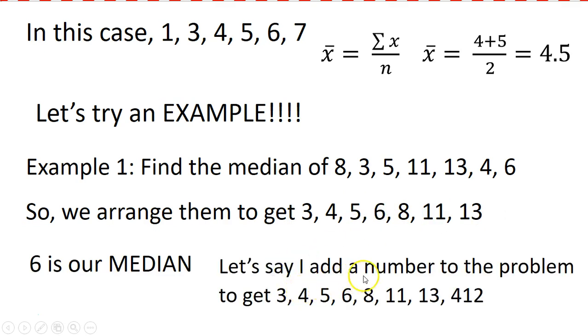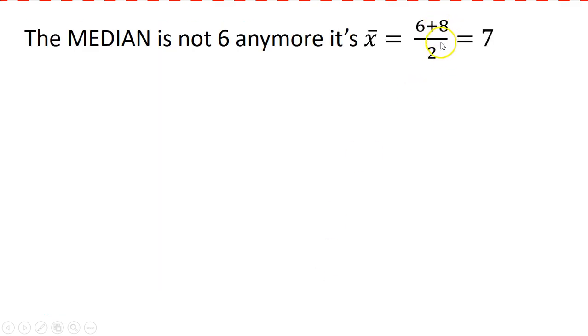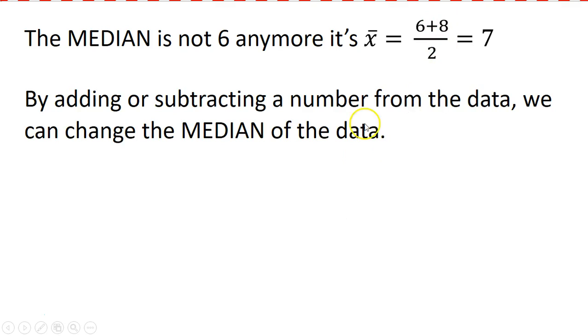Let's say I add a number to the problem, and I make it this way now. It's 412. Now pay attention to this example. This will help you explain the home example I gave you earlier, the idea with the homes. If we have this arranged, now if I go to find the middle, there's 4, there's 4. I would take the two middle numbers and average them together. 6 and 8 divided by 2 is 7. So by adding or subtracting a number from the data, we can change the median of the data by just putting a number out there.